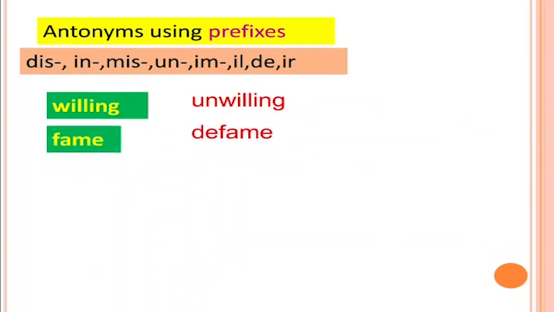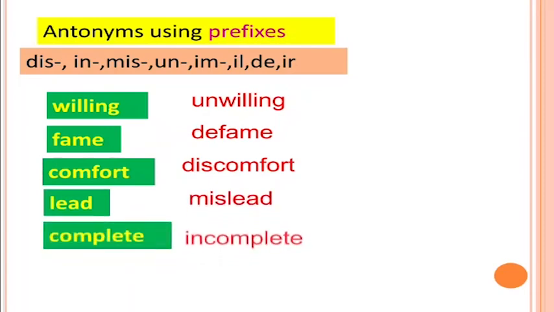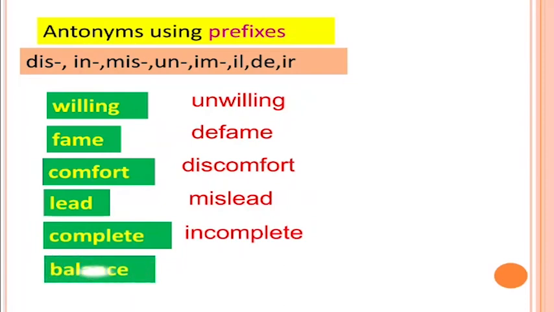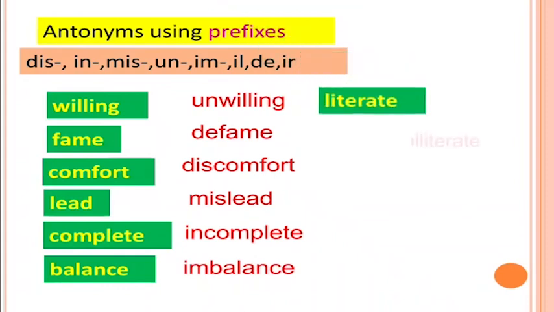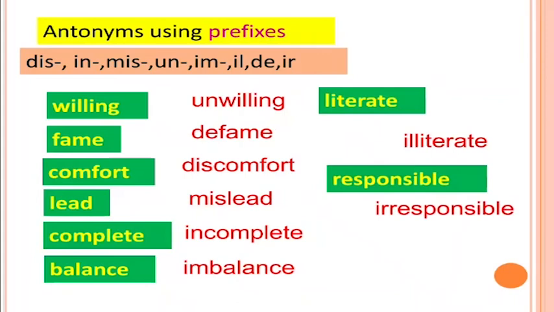Willing. The antonym of willing is unwilling. We have added the prefix un. Fame, defame. The prefix de. Comfort, discomfort. The prefix dis. Lead, mislead. Prefix mis. Complete, incomplete. Prefix in. Balance, imbalance. Prefix im. Literate, illiterate. Prefix il. Responsible, irresponsible. Prefix ir. So, this is how you can form a few more antonyms by using the prefixes.